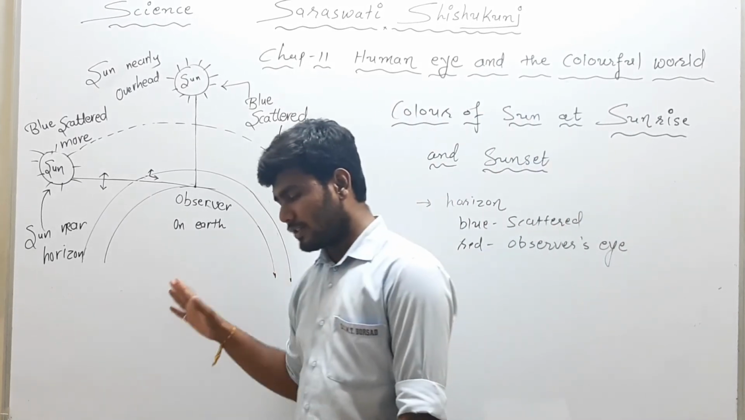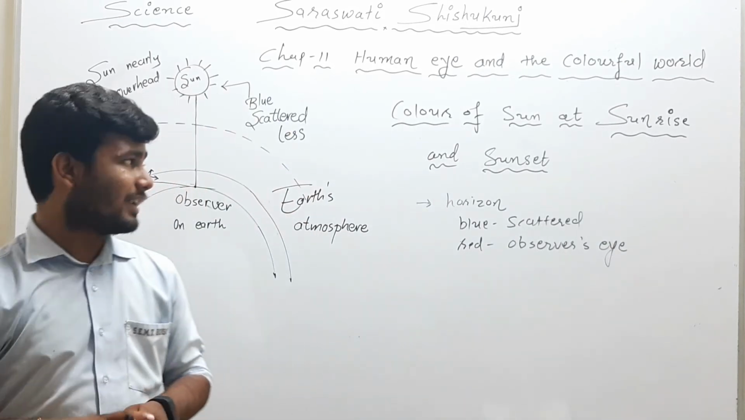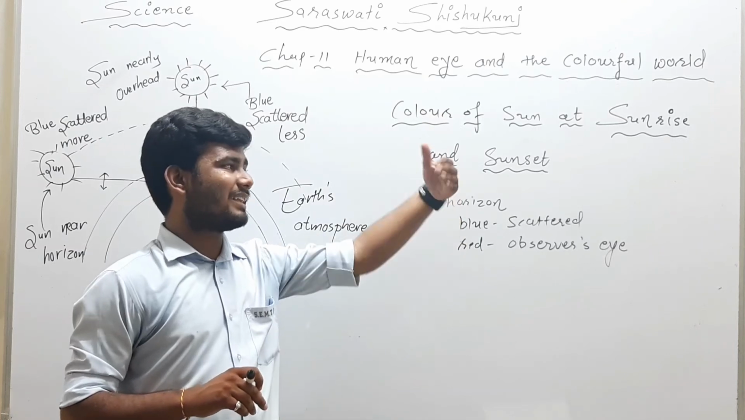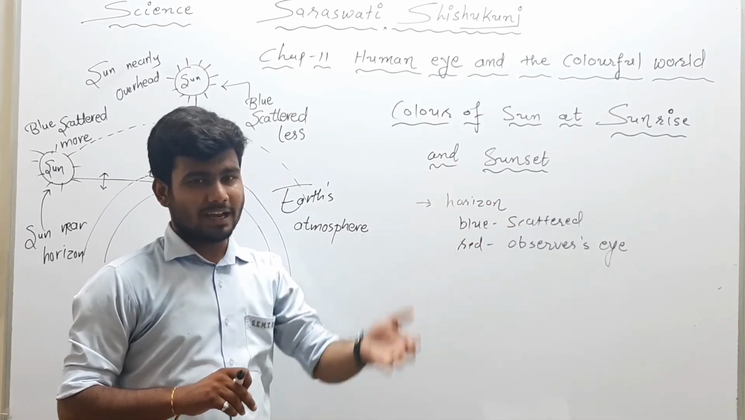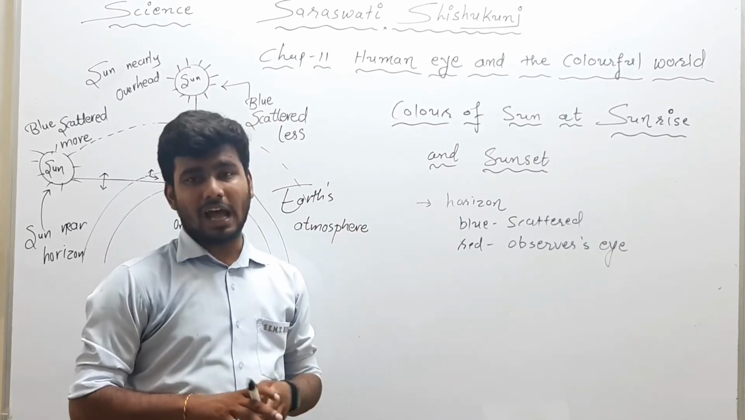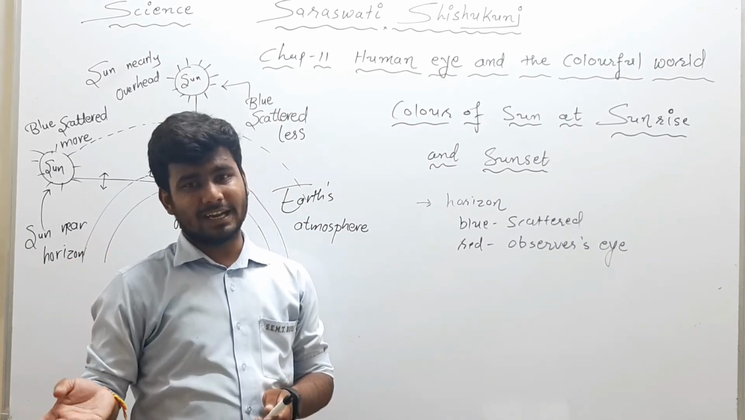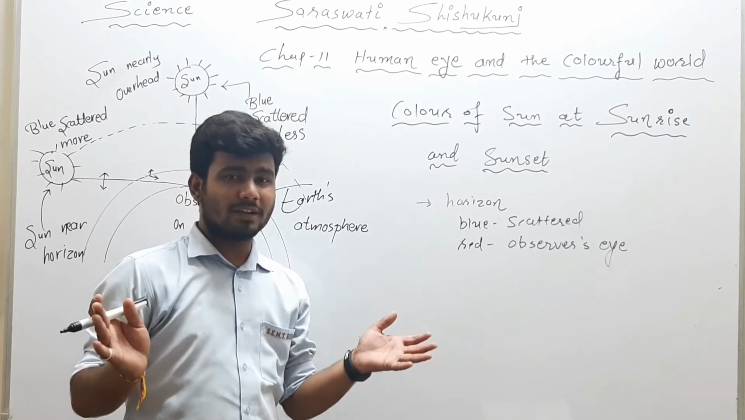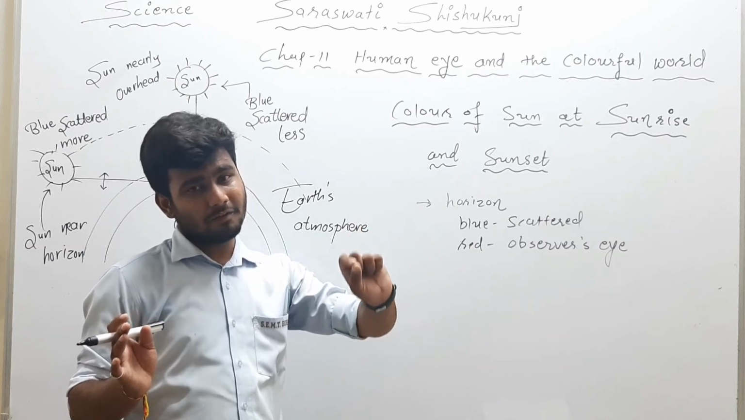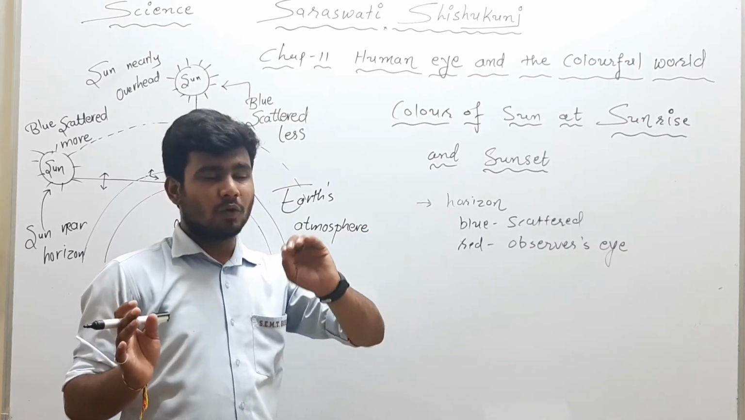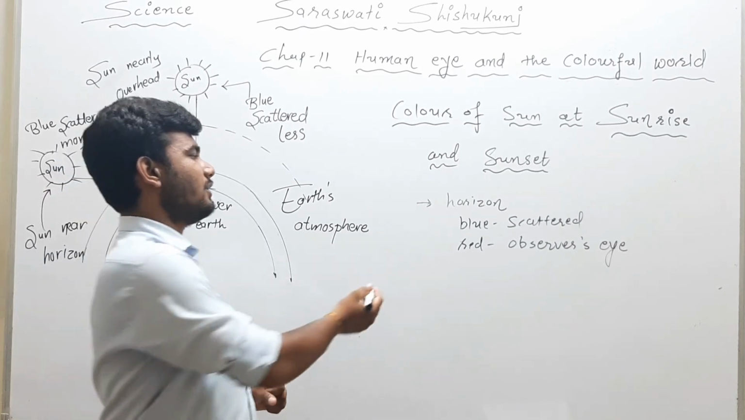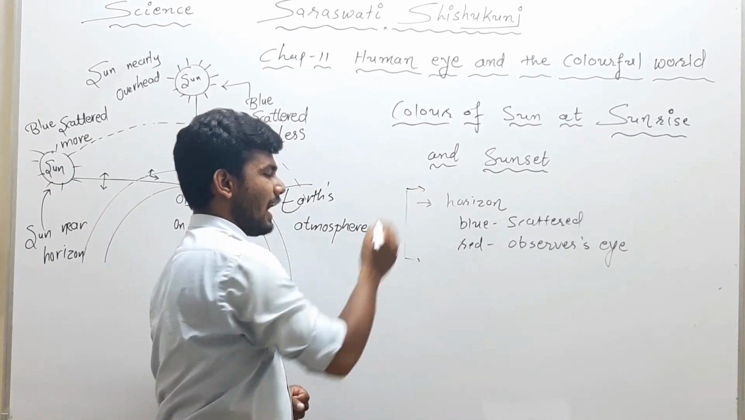So this can also be asked to you as a scientific reason: why is the color of the sun at sunrise and sunset red? We can give the answer that in the light which enters the observer's eye during sunrise and sunset, the blue color is scattered easily, and the observer will have only the light of long wavelength, which is of red color. So this question can also be asked to you.